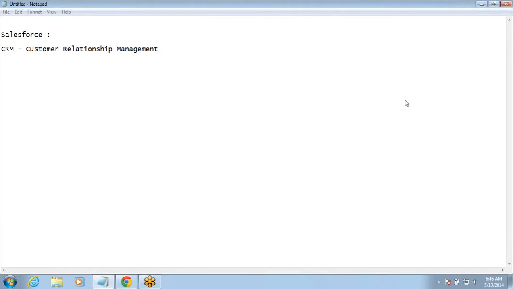So it's pretty simple. This tool simply stores all the information which is related to the customer or the prospect of the business, right? And in that way, it helps a business to maintain good relationship with their customers, right? So it stores all the information.